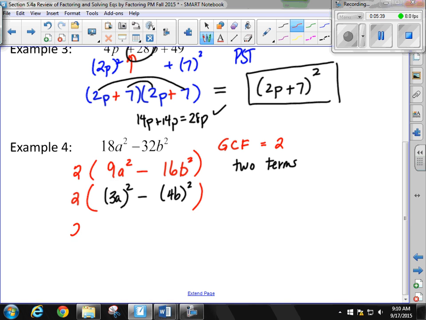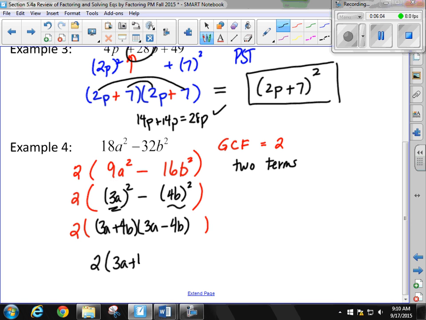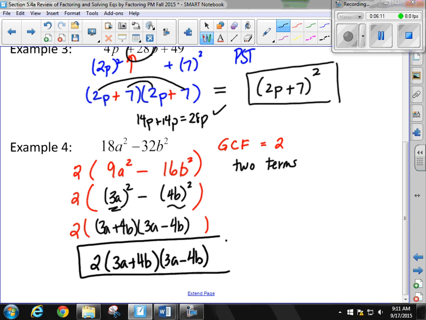So I'm going to keep my 2 out in front, and my difference of 2 squares, remember we said we do parentheses, one with a plus, one with a minus. The first thing I'm squaring is 3a. That goes in the first spot in each parentheses. The last is 4b. That goes in the last spot in each parentheses. So my polynomial completely factored is 2 times 3a plus 4b times 3a minus 4b. Completely factored.